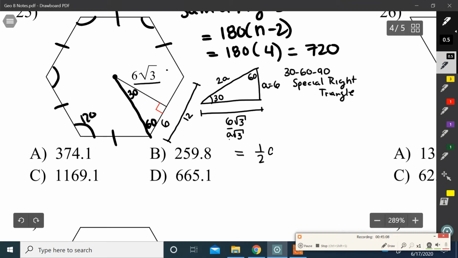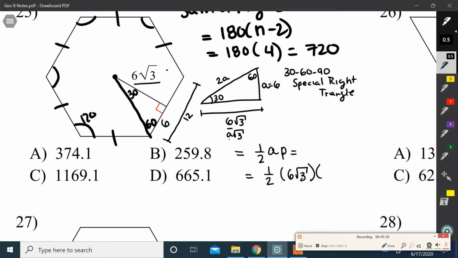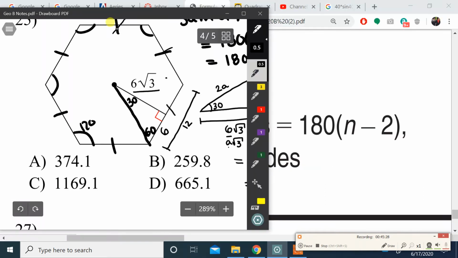So we know that the area is the apothem times the perimeter. The apothem in this case is 6 times the square root of 3. The perimeter is 12 times the number of sides, so 6 sides: 1, 2, 3, 4, 5, and 6.